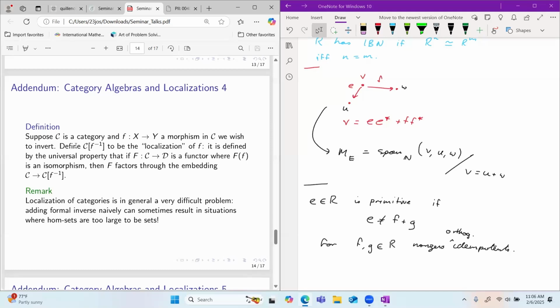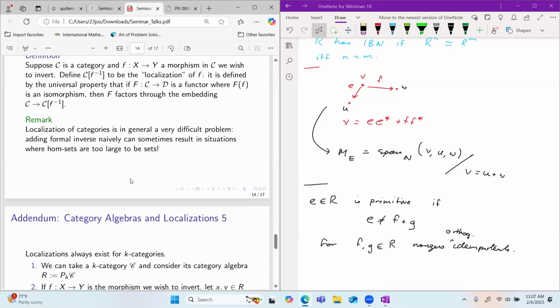So if you just have any category and any morphism F that you want to turn into an isomorphism, we can define this C[F inverse] to be the localization: the universal category with this property, that if F here is a functor into a category D, such that F of F is an isomorphism, then F will factor uniquely through an embedding.